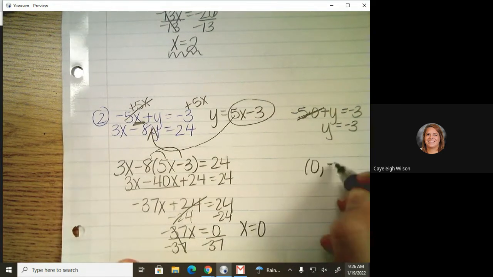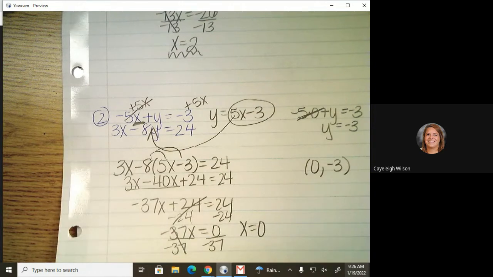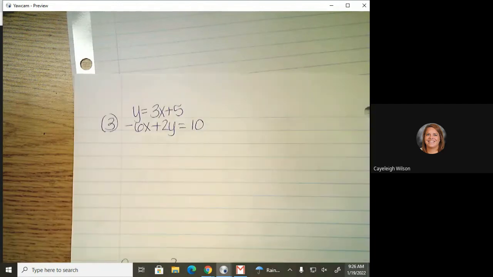So 0, negative 3. If you're somebody that wrote no solution, I'm specifically talking to you right now. All the variables did not cancel out. I still had a negative 37x. So just because the numbers canceled out doesn't mean anything. It says if the variables cancel out, not numbers. All right, try this one.